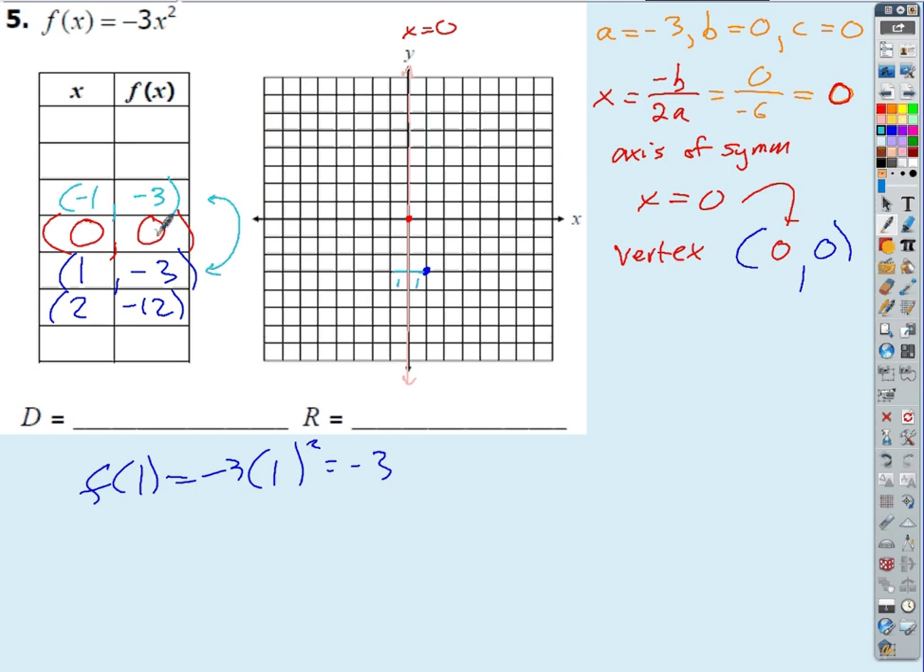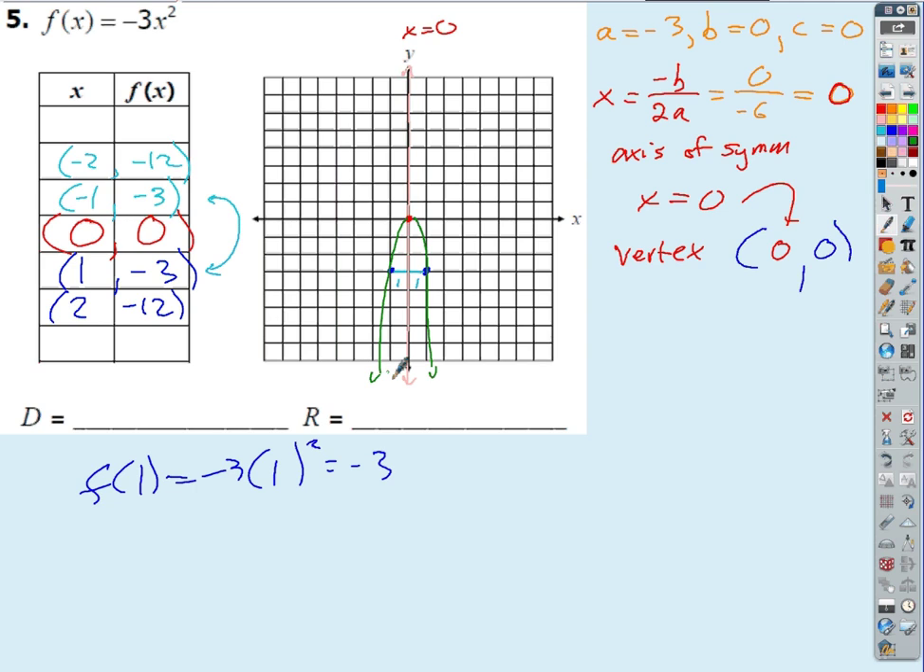So there's that one. What would the other point be? What's the mirror image of this one? Negative 2, negative 12. I don't really even need the t-table for those, though, do I? Because I've got the points right here anyway. Now all I've got to do is just connect the points in a nice, smooth parabola. Okay, and there you have it. There's our parabola. Okay, make sense?